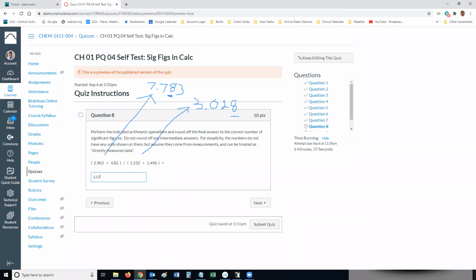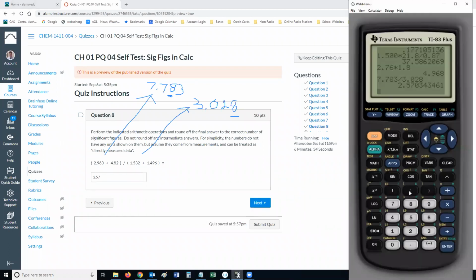And if you want to make sure you didn't make a mistake anywhere, of course, you can then try entering it in full, and you should get that same answer. So if we put in 2.963 plus 4.82, then close parentheses, and then divide by, and then open parentheses, 1.532 plus 1.496, and close. And you get that same answer, right? Same digits all the way down, but we've already seen that we're only going to report it as 2.57.